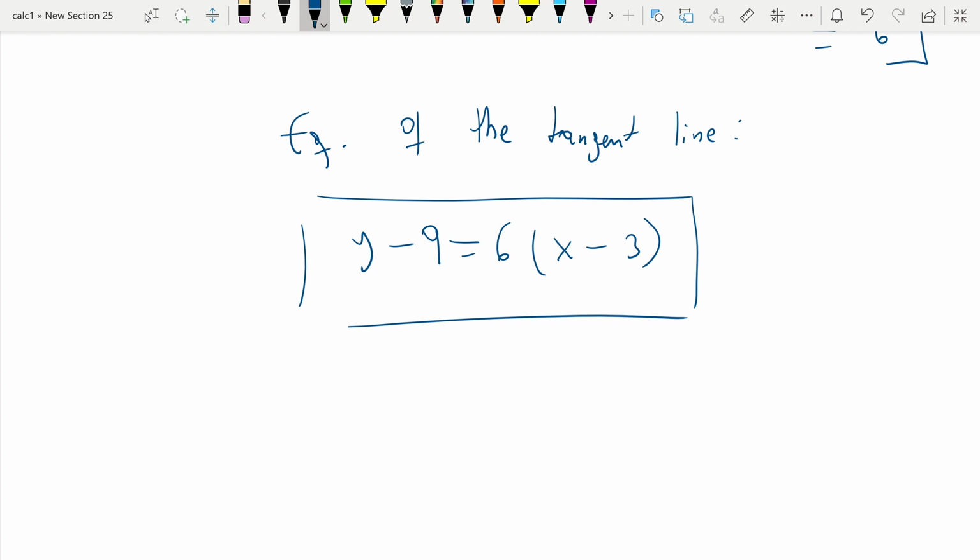You can expand this and obtain a different form of the equation for the tangent line, but this is enough. Okay. We'll continue with this on Thursday.